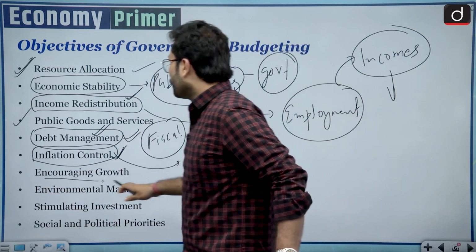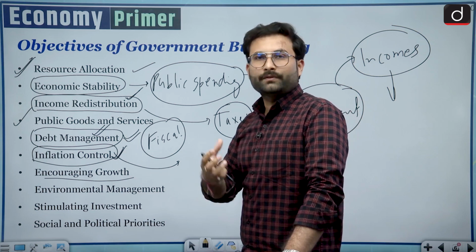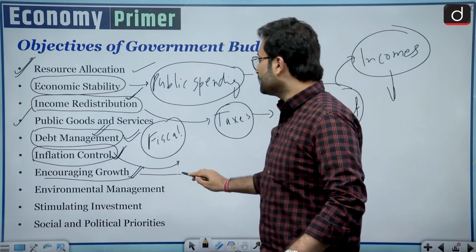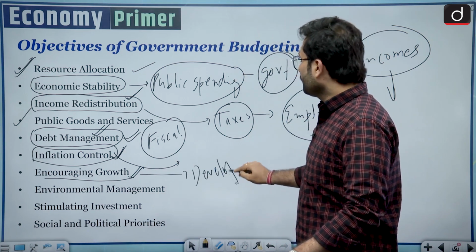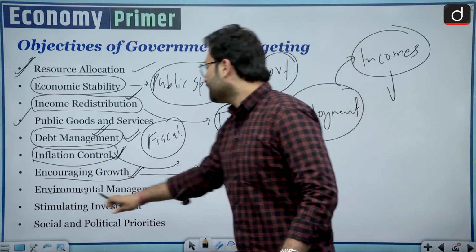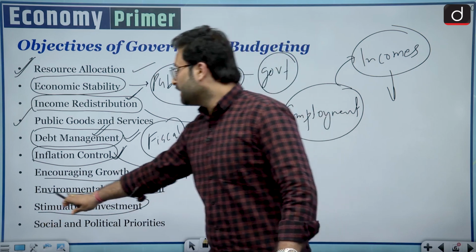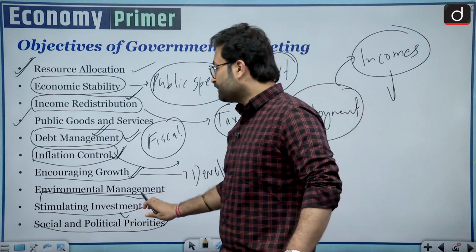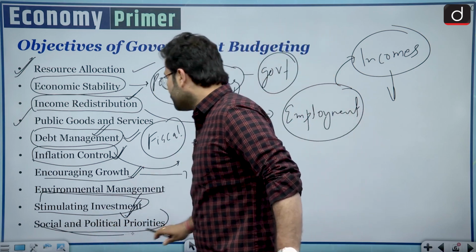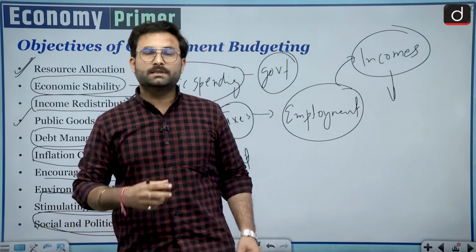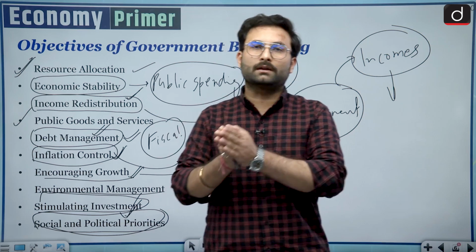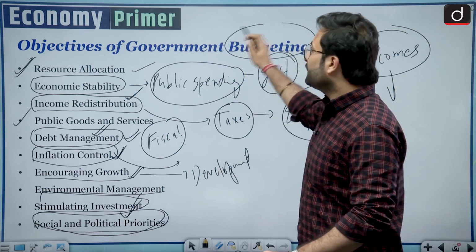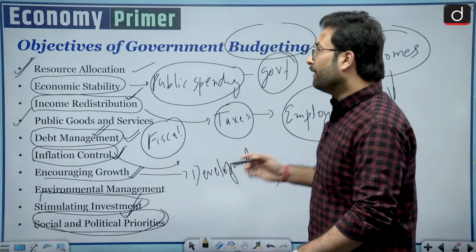Okay, increasing growth. The ultimate objective of management of the financial resources is economic growth. So that is one thing. Along with growth, also development. Then environmental management, then stimulating investments, and social and political priorities. Ultimately we are trying to get these investments, we are trying to go for social and political priorities: which welfare scheme is to be implemented when, which scheme is to get more funds, which is to get lesser funds, how these funding would be managed. All these are considered in budgeting, and these are the broad objectives of budgeting. Okay, now we can move forward.